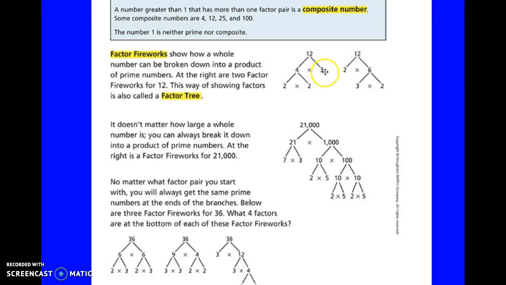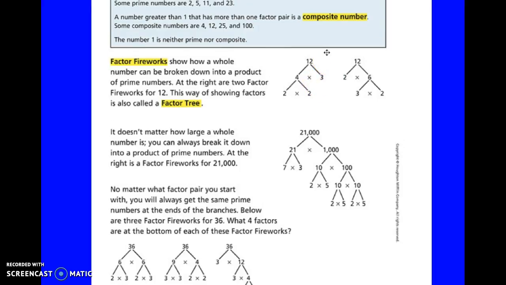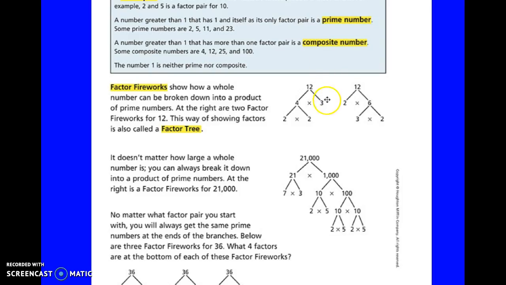Does any number divide into 3? Nope. So now 3 is considered a prime number because the only number that divides into 3 is 1 and 3. How about 2? Can you think of any number that divides into 2? Only ones that divide is 1 and 2. So 2 is considered a prime number.